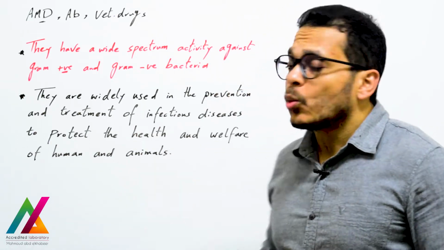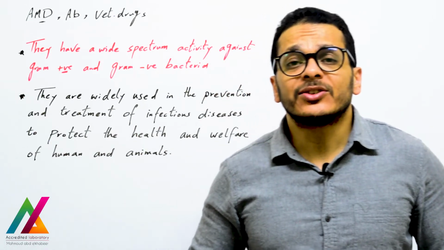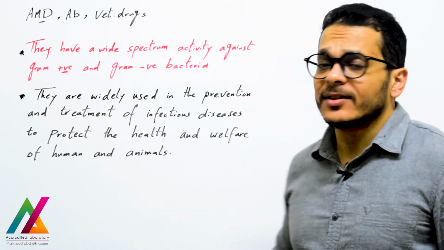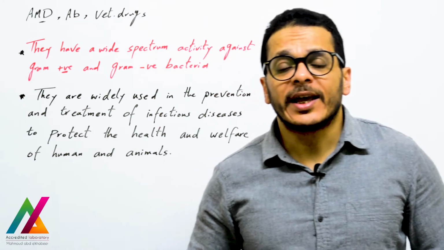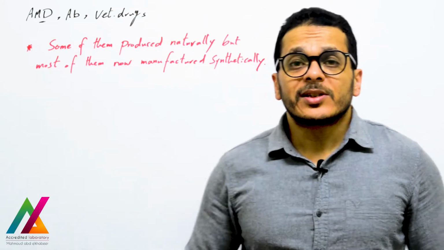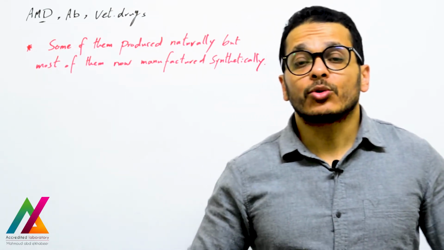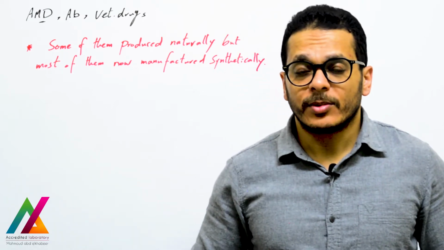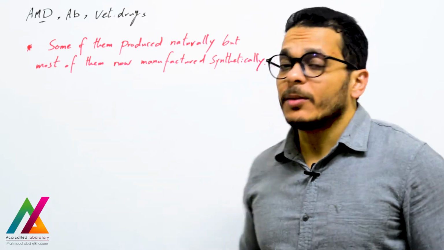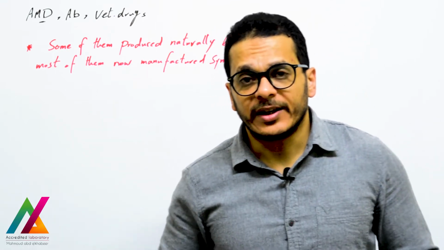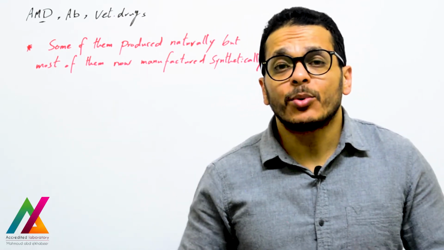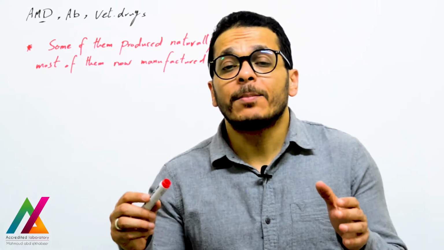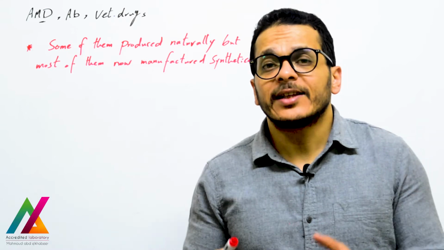So, they are widely used in the prevention and the treatment of infectious diseases to protect the health and welfare of humans and animals. Some of these antibiotics are produced naturally by microorganisms. They extract these antibiotics from the microorganism. But now most of them are manufactured synthetically. And this is very important because it became easy to get a very high amount of these antibiotics quickly.